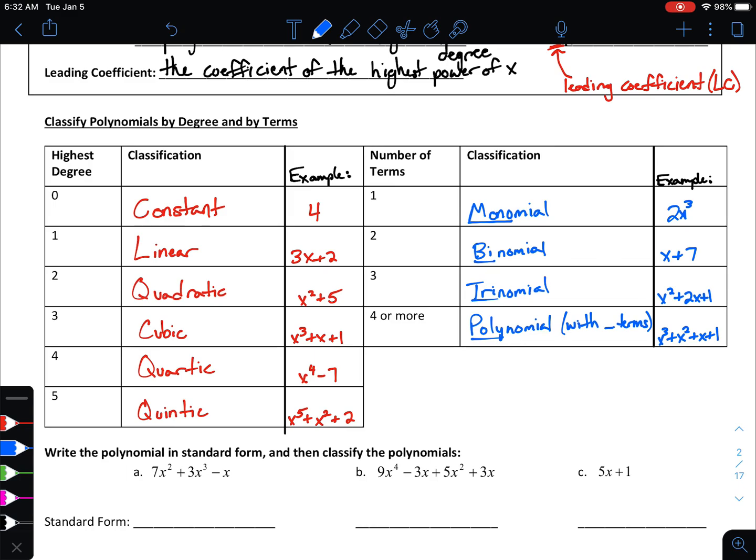And finally, when we get to four or more terms, we're just going to call that a polynomial. I guess we could say a polynomial with blank number of terms. So anytime it's four or more, we'll just kind of use that for our classification.